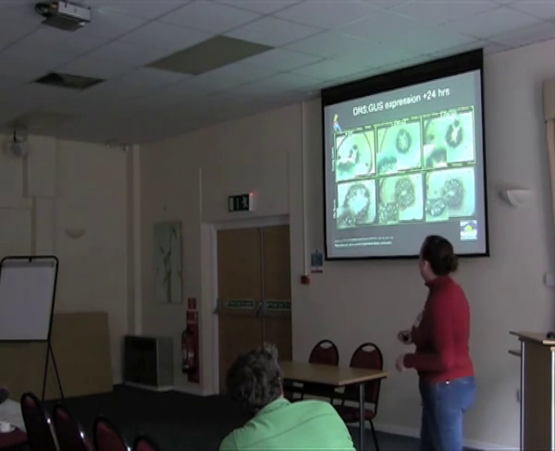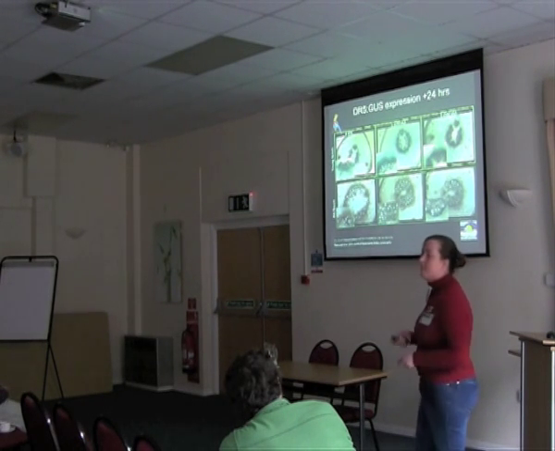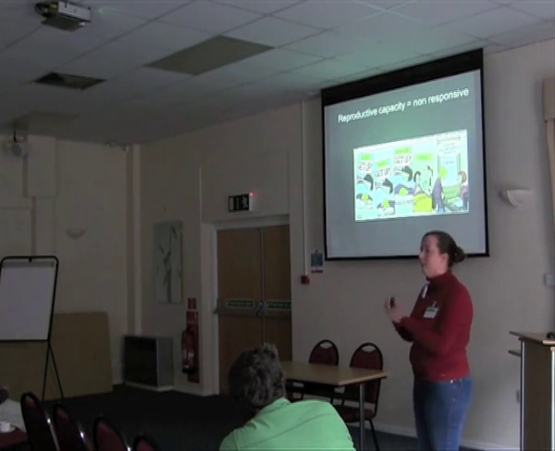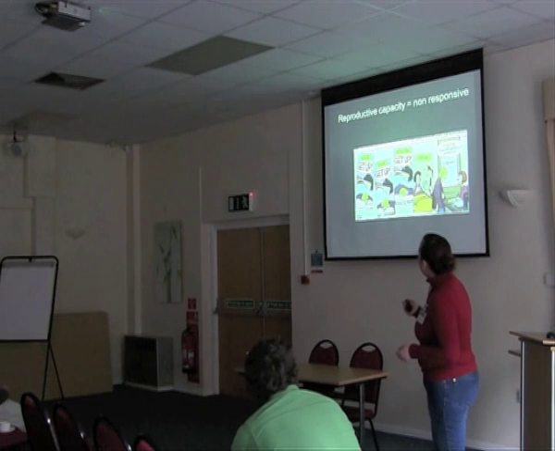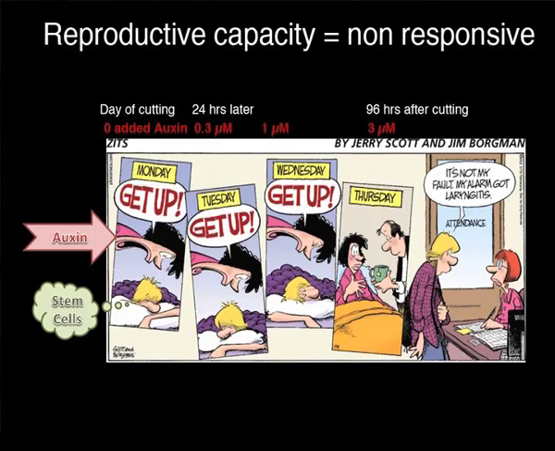Okay, so these ones are not responding. They're kind of asleep. And these are the ones that have switched to reproduction. And these ones are the young ones that have not switched to reproduction. So just to sum that up in a bit of a cartoon: reproductive capacity means we don't get a response. So this is our pubescent plants. We've got a teenager here, and this is auxin. Mum is auxin, and the teenager are the stem cells or the cambial cells, and mum's going, get up and do something, form roots. And he's going, I don't think so, I don't think so, I don't think so.